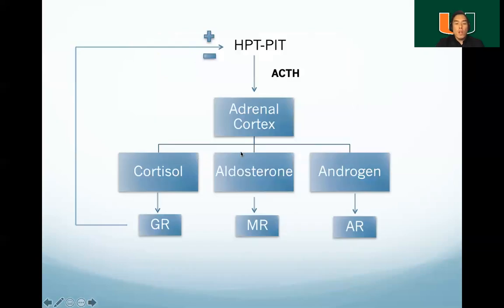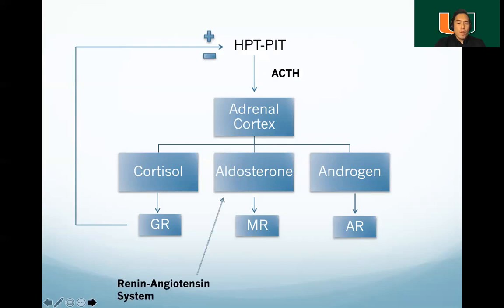So as I mentioned earlier, there are three hormones. The adrenal cortex secretes cortisol, aldosterone, and androgens, or sex steroids. Cortisol binds to the glucocorticoid receptor, or GR. Aldosterone binds to the mineralocorticoid receptor. And androgen binds to the same receptor as testosterone. We call it the androgen receptor, as a group of receptors that respond to sex hormones.